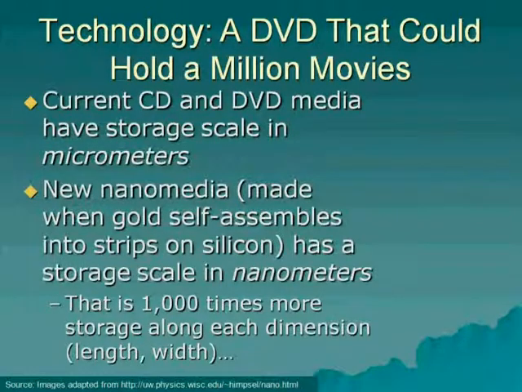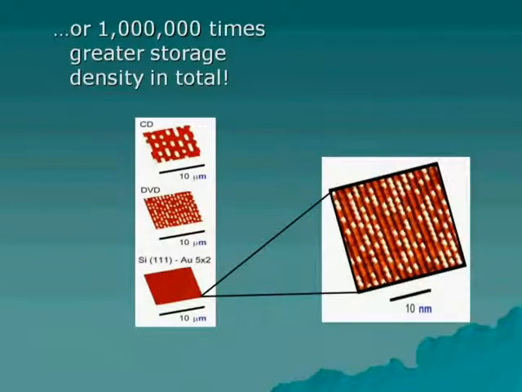This technology is also effective on CDs and DVDs. A DVD that could store a million movies and a much greater amount of data than normal CDs by normal technology. Current CD and DVD media have a storage scale in micrometers. New nanomedia has a storage scale in nanometers, that is 1000 times more storage along each dimension, that is length and width. And there you can see that for a 10 micrometer CD or 10 micrometer DVD, its quality and capacity are so much increased.